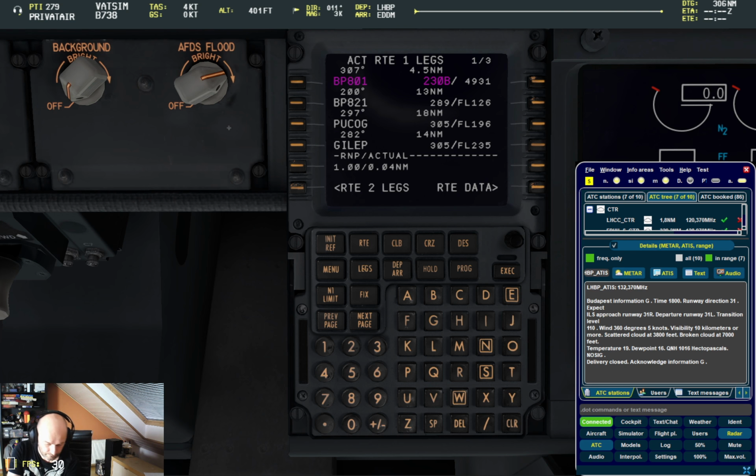Private Air 279er, Budapest ground, hello, good evening. You are cleared to your destination Munich at 5 p.m. You have 2 Lima departure from runway 31 left. Climb initially 7,000 feet, QNH 1016, and your squawk 1000.